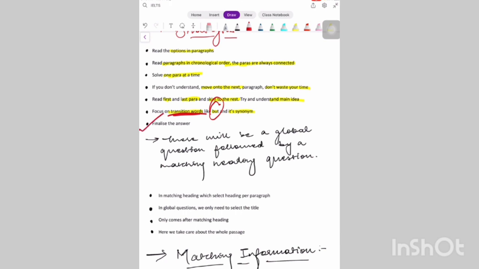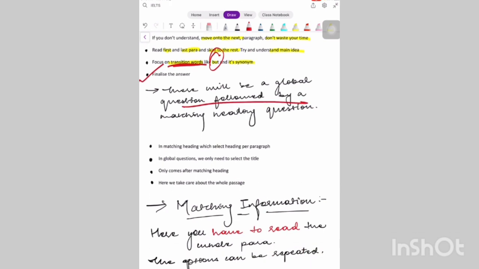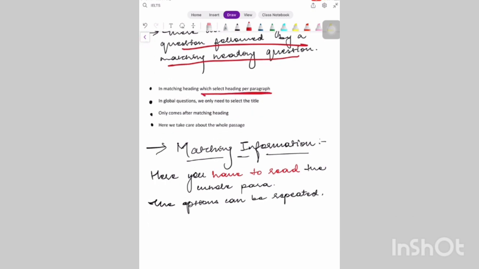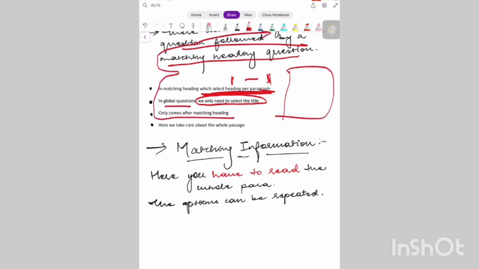There will be a global question followed by the matching heading question. In the matching heading question type, we select a heading per paragraph. So there is one heading for each para. But in the global question, we only need to select the title of the whole passage. Global questions come after matching heading types, and here we take care of the whole passage.